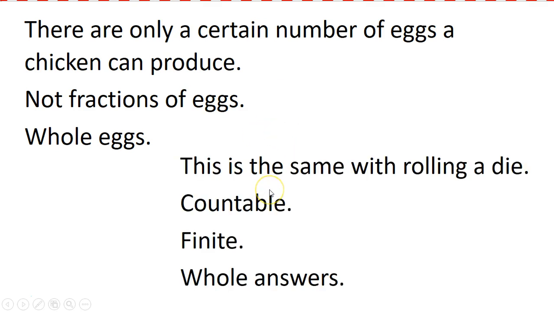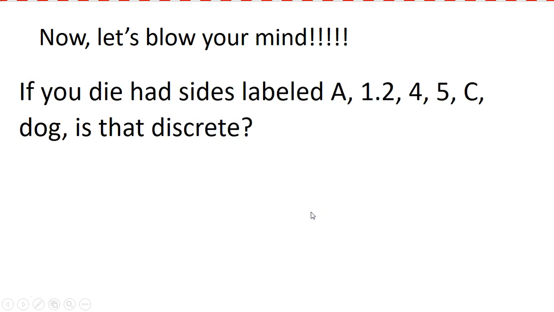It's the same with rolling a die. Rolling a die is countable. It's finite. You get whole amounts in them. So now, time to blow your mind. If I roll a die that has sides labeled A, 1.2, 4, 5, C, dog, is that discrete? That means every single side: side 1, side 2, side 3, side 4, side 5, and side 6. Is it discrete? The answer is yes, it is discrete.